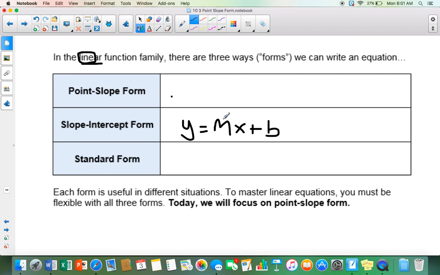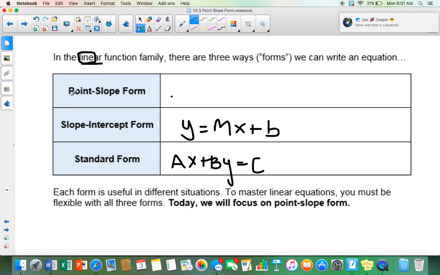We know from here that our m is our slope, and we know that our b is our y-intercept. Our standard form we learned last week, so we'll see how many of us remember this, and this is our ax plus by equals c, and this is the one that gave us both of our x and our y-intercepts.